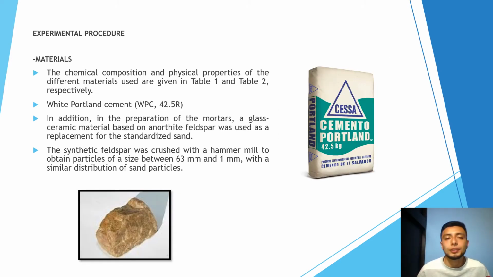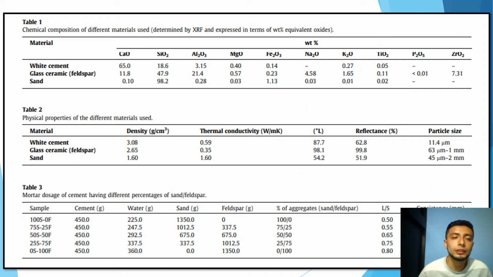Experimental procedure. Materials. The chemical composition and the physical properties of the different materials used are given in Table 1 and Table 2 respectively. White Portland cement. In addition, in the preparation of the mortars, a glass ceramic material based on an anodized feldspar was used as a replacement for the standardized sand. In Table 1 we can see the chemical composition of the different materials, in Table 2 the physical properties, and in Table 3 the different percentages of sand and feldspar.